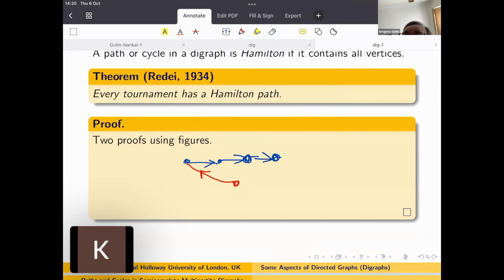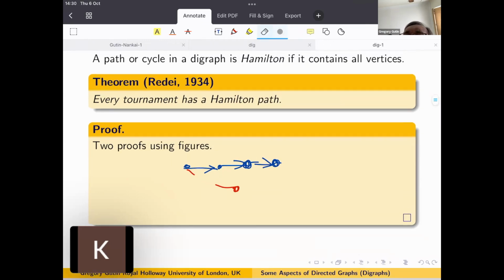It's not the case. So what does it mean? It means that there is an arc in this direction because it's a tournament. So there must be an arc between this red vertex and the first blue vertex. Now, of course, if we continue, at some point we'll have one arc going down and one arc going up. Right? It's one possibility. Well, what we do then, we just go here till we first meet this arc, the last arc going down, and then we go up and pick up the rest of the vertices.